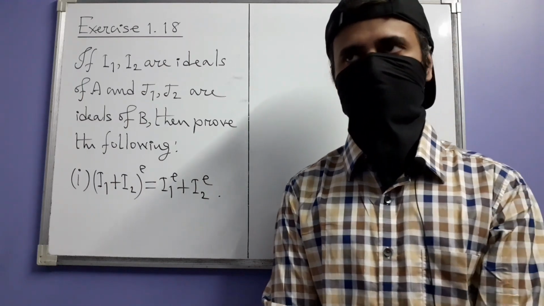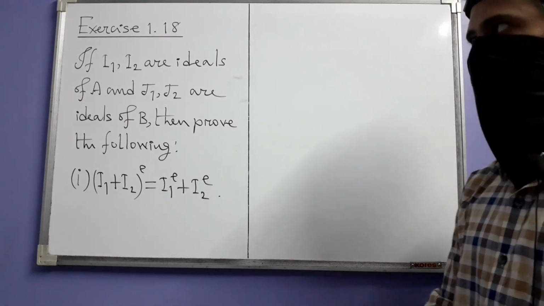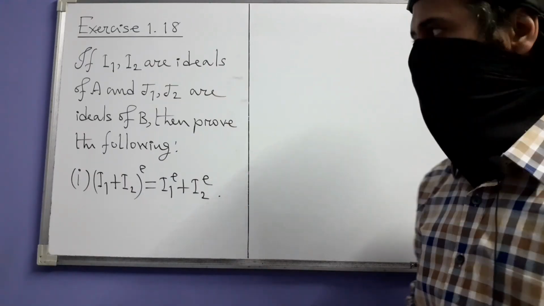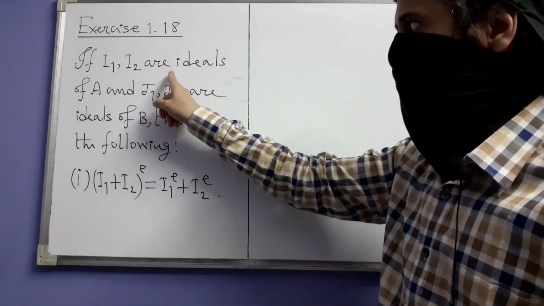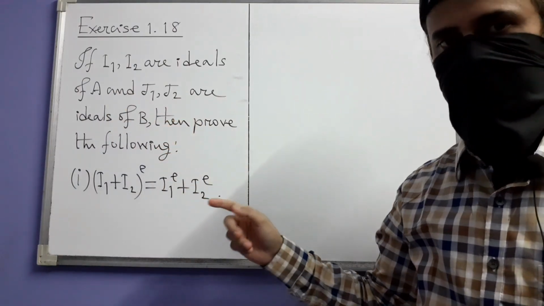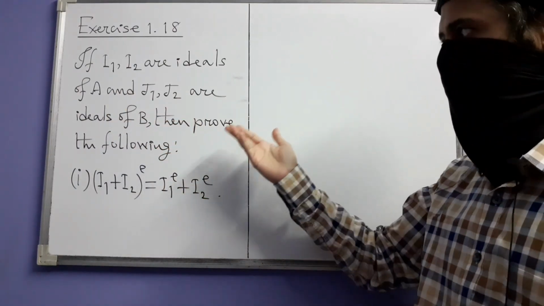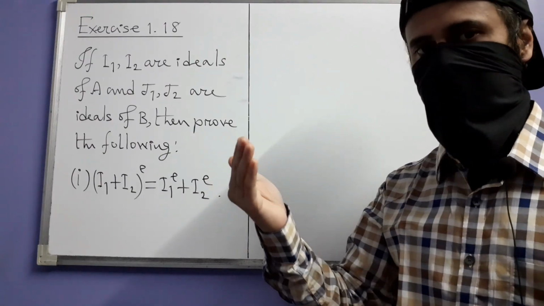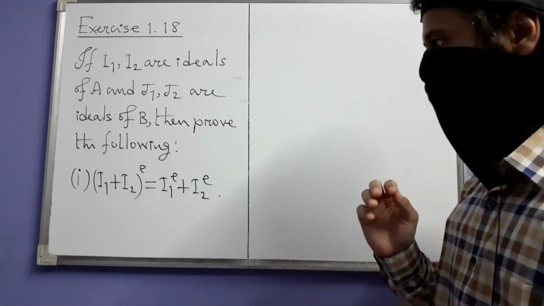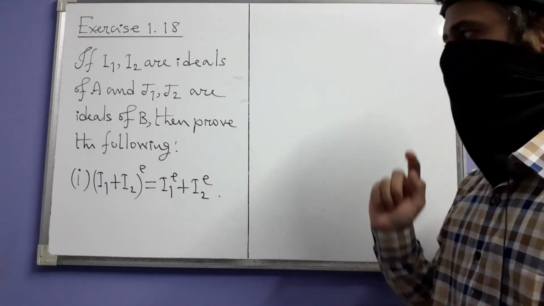And finally, we have these exercises. It's just exercise 118, but there are several parts. I1 and I2 are two ideals in the ring A, and J1 and J2 are two ideals in the ring B. And of course, in the background, you know that there is that homomorphism f from A into B. Then we have to prove the following.